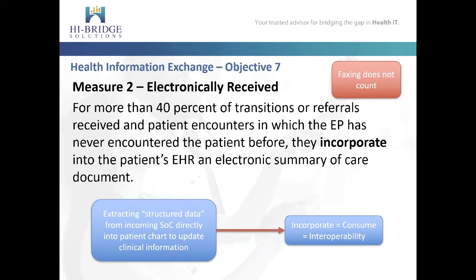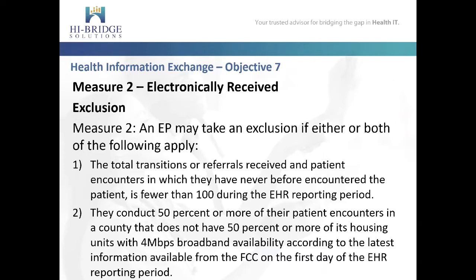It is interoperability. So this is the whole ball of wax. You need to be able to do this. If you can't do this, or you're getting a 0 in your numerator, we need to talk about it. So the exclusion for this measure is the same as the previous measure 1. You can have fewer than 100 referrals received. If you have less than 100, you can take the exclusion. And of course, there is the broadband availability exclusion, which again, most of you cannot take advantage of.